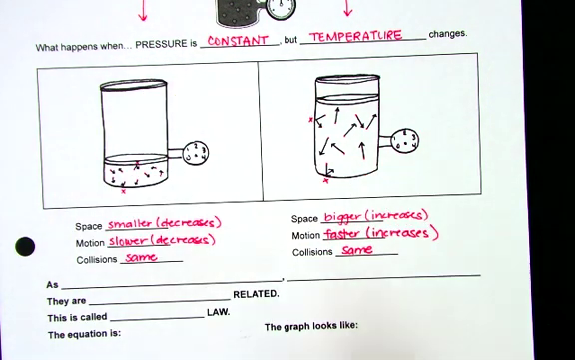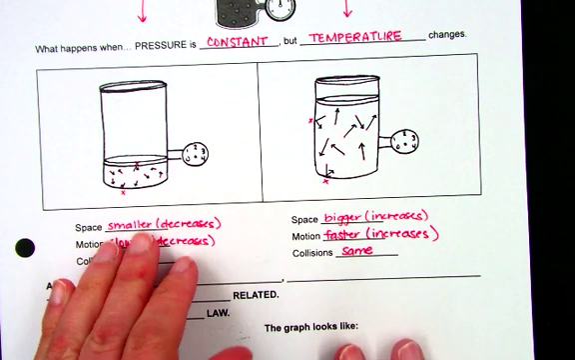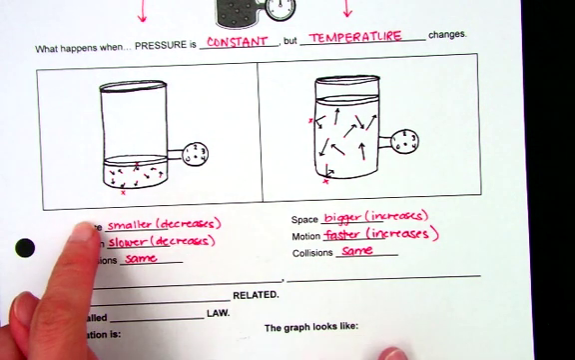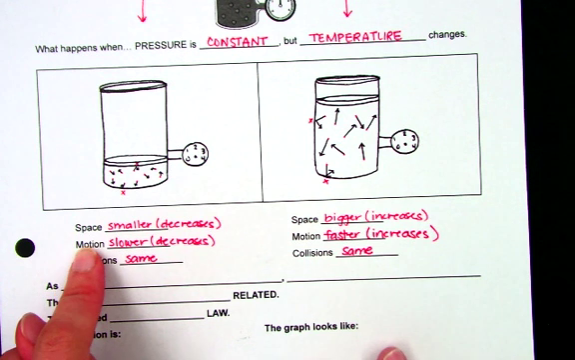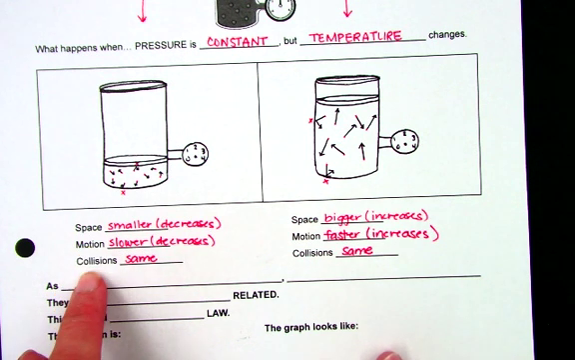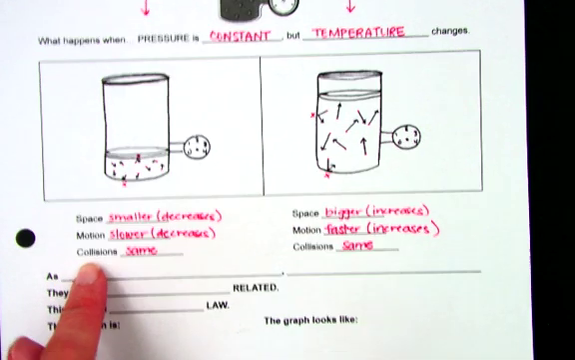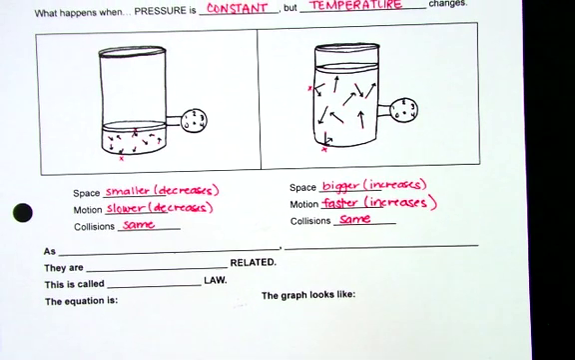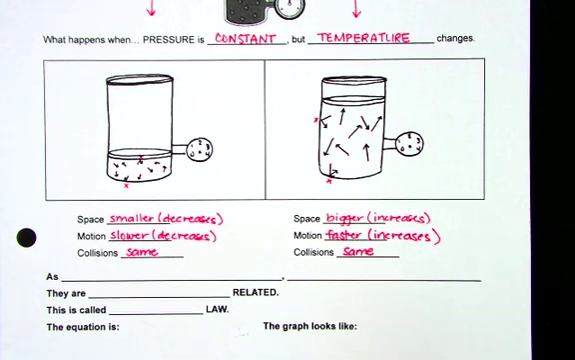Okay, you have to make sure that you're consistent with these 4 things, right? The space is the volume. The motion is the temperature. The collisions is the pressure. The number of particles is the moles. Good. So here we go.